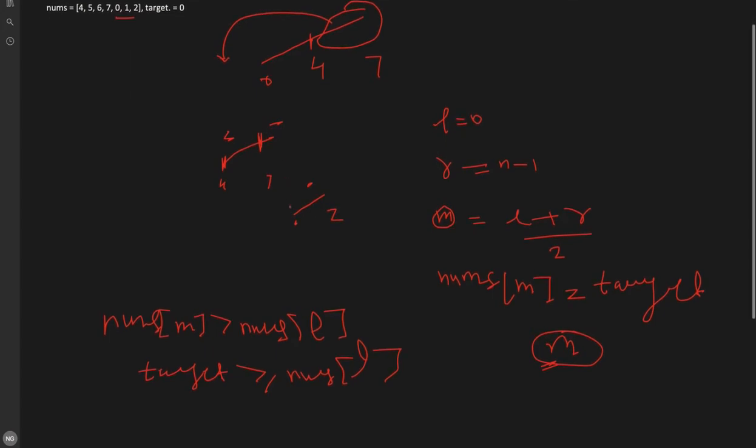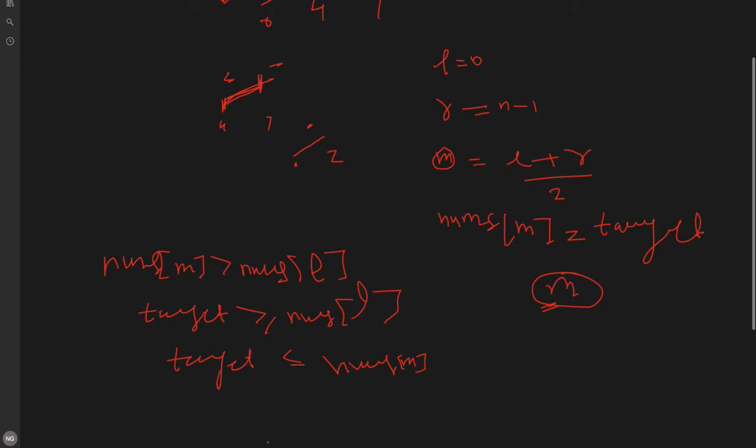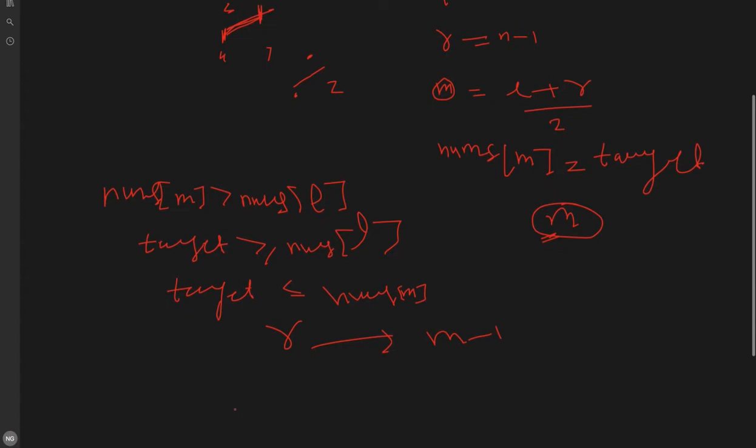Right now we still can't compare. We also need to compare if the target is lesser than nums of mid. If the target is lesser than nums of mid, then that confirms our target is in this first half. So if it is in the first half, then we reduce our R to m minus 1. Otherwise, we change our L to m plus 1.